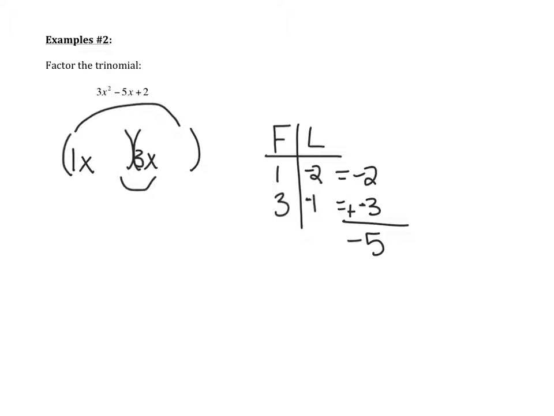So in my first and last chart, I recognize that I needed to take 1 times negative 2. So I'm going to put a minus 2 right here. And then I needed to take the 3 times the negative 1. So 3 times negative 1, I'm going to put minus 1 here. So my final answer would be x minus 1, since I really don't need to have that 1 there, times 3x minus 2. And again, you can always check your answer by multiplying it back out and see if you get what you started with.